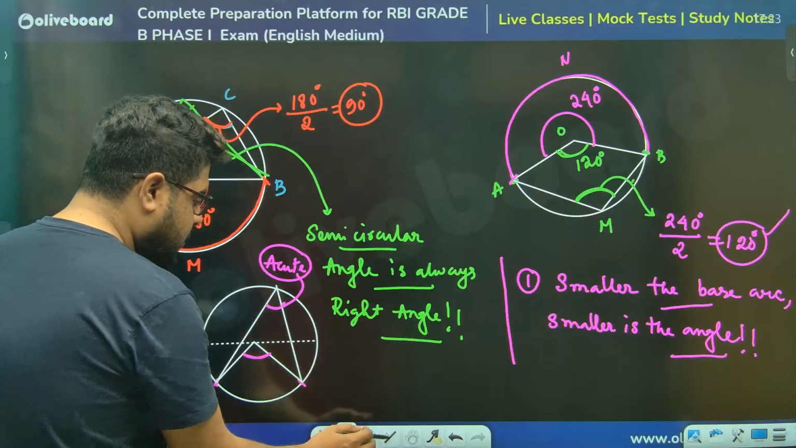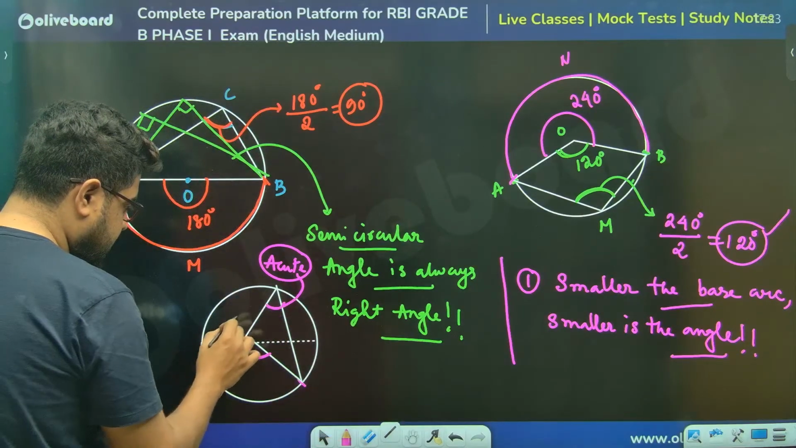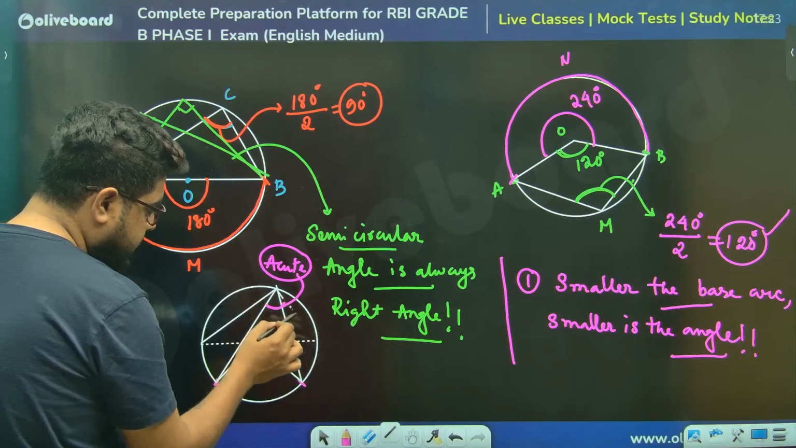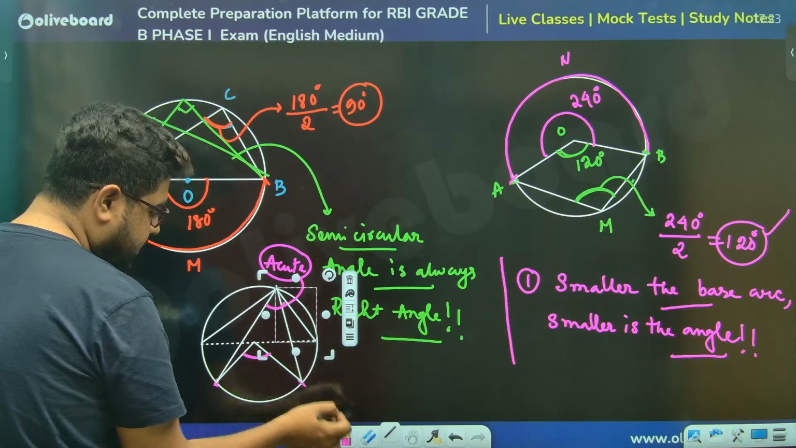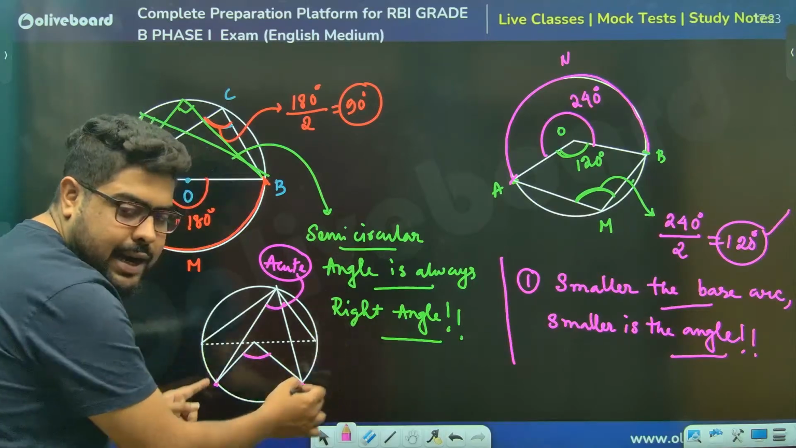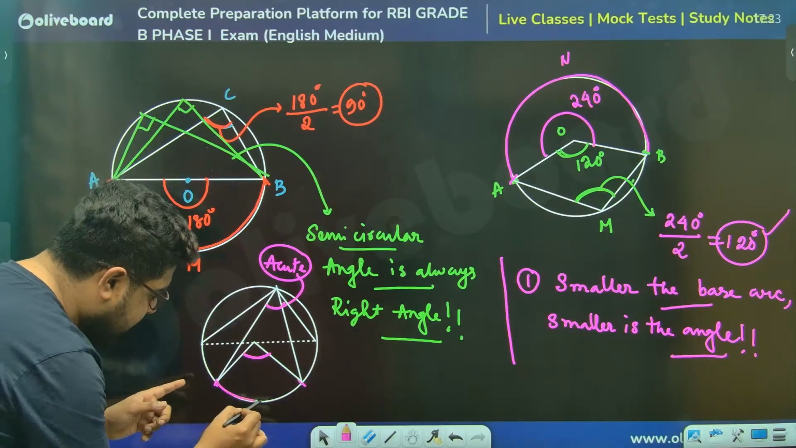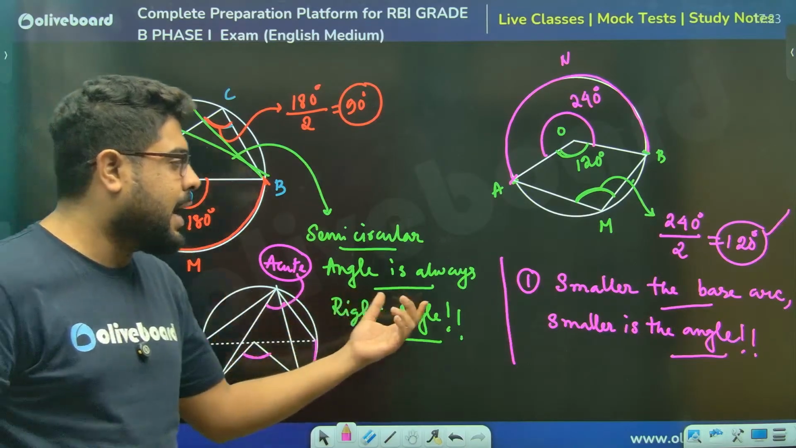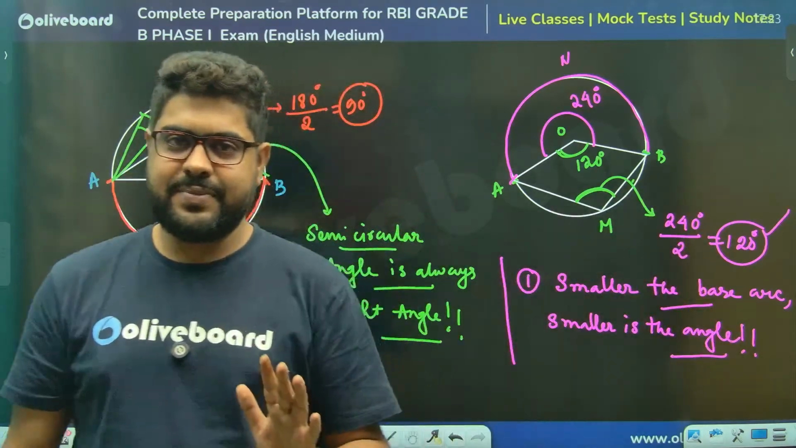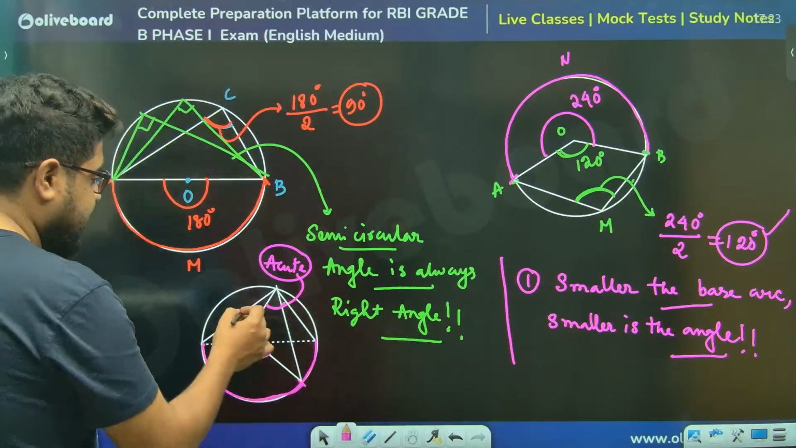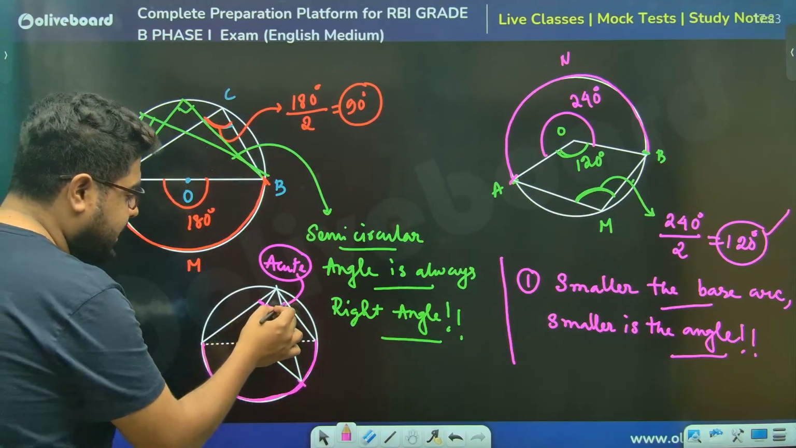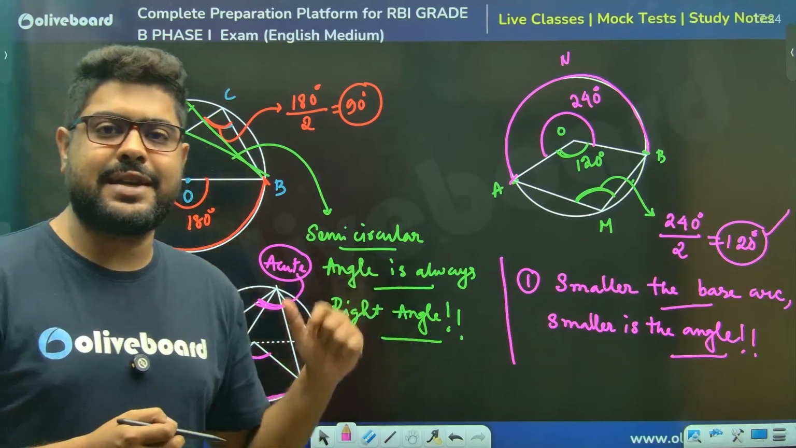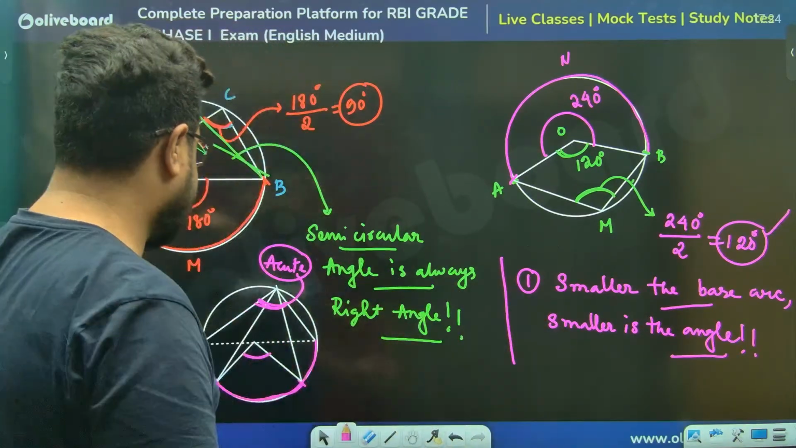Now, I'm just making the angles one on top of another. Once you have increased the arc length, initially the arc length was this, now the arc length has become this. So the base arc length has increased and you see the angle has increased. Perfect, sir. Let's move on.